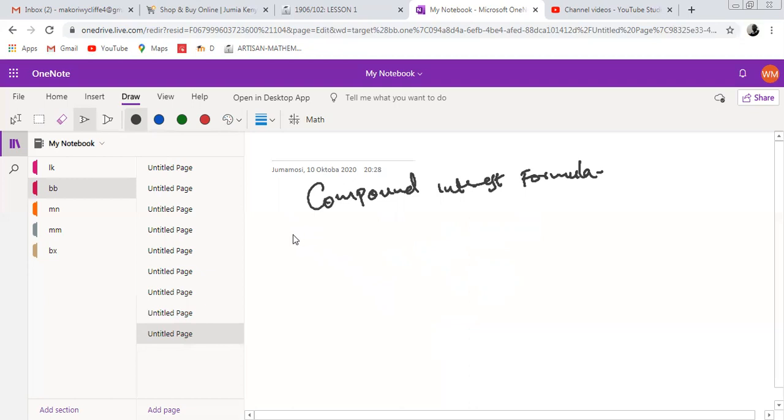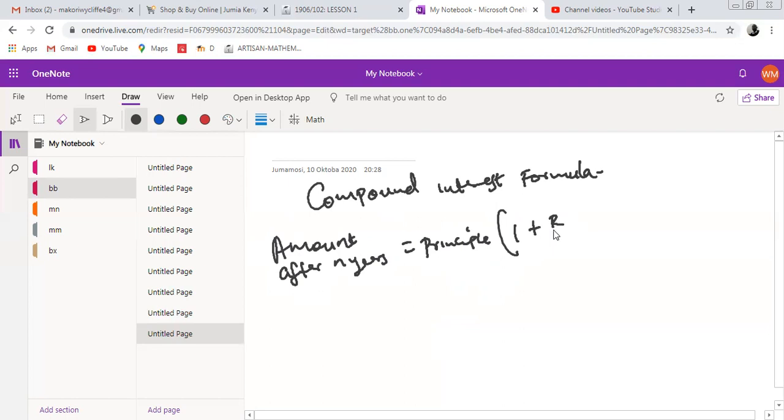So this formula says that the amount after n years is normally given by the principal times 1 plus the rate, which is in percentage, to the power n. Remember here, amount is normally denoted by A. A stands for amount. So principal is normally denoted by P.